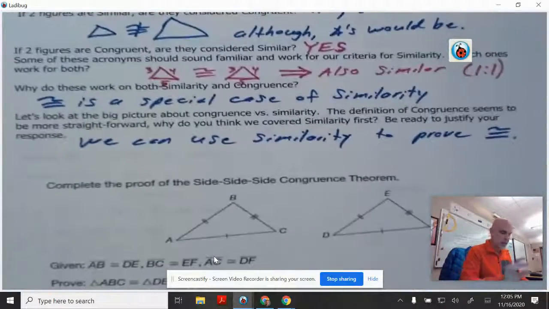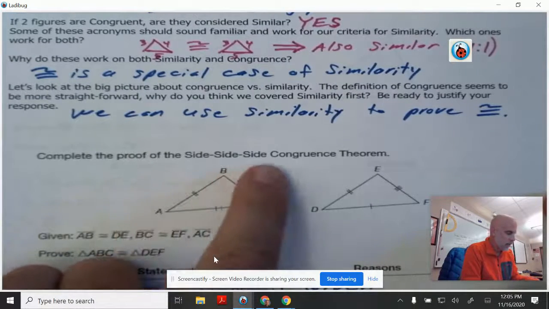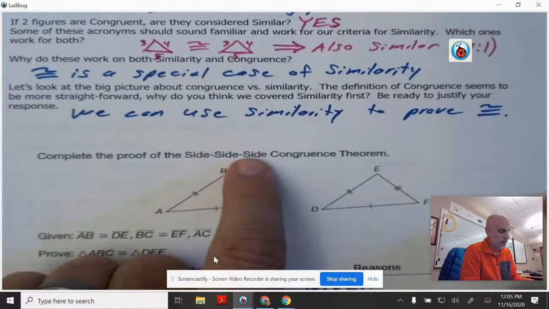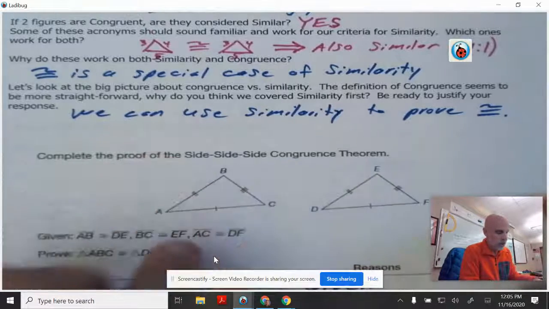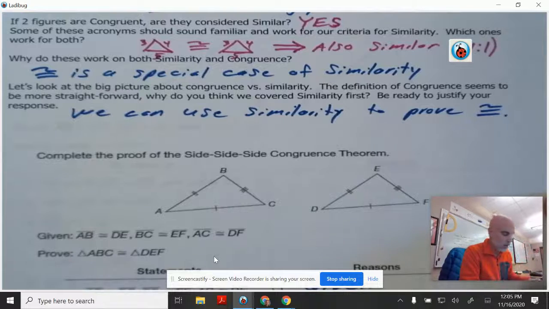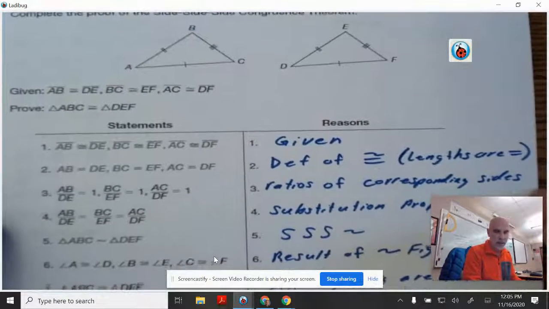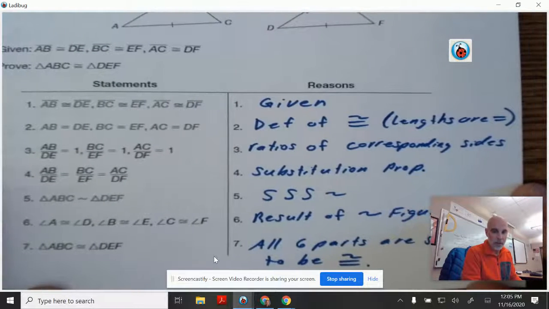But what it's saying is, before you just start writing something down, it says complete the proof of the side, side, side congruence theorem. So we're going to prove that side, side, side works. Now, I did it kind of informally with you on the experiments with my compass and drawing, and you saw that if I had certain side lengths, I came up with the same triangle. But how do we prove it? Right here. And what's interesting is you use similarity to prove this.